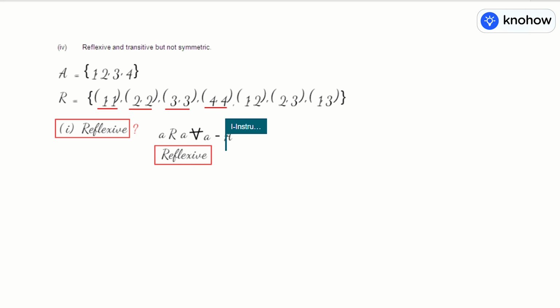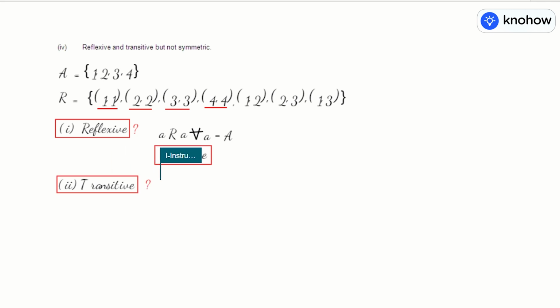And number two, let me check that it is symmetric. Let me prove that it is transitive first, and then of course I will prove it is not symmetric, because I have to take an example of reflexive and transitive but not symmetric. Let me first prove it is transitive.